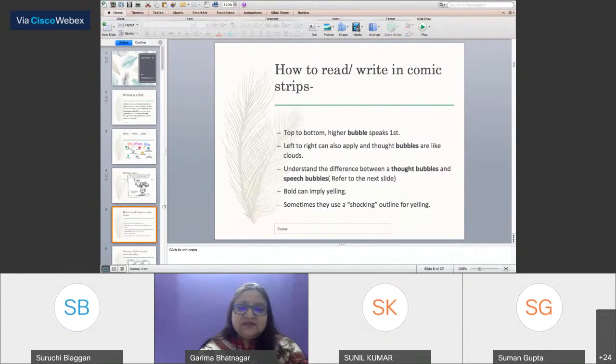Okay, now the thought bubble and speech bubbles. In a comic strip, somebody is sometimes speaking and somebody is thinking. So students must understand which bubble is a thinking bubble and which bubble is a speech bubble. If there's bold in the bubble, that implies yelling, somebody shouting.